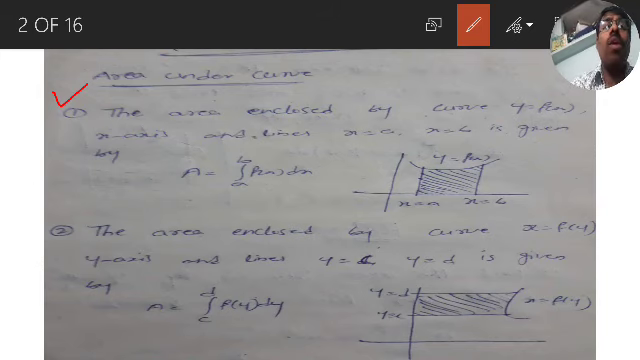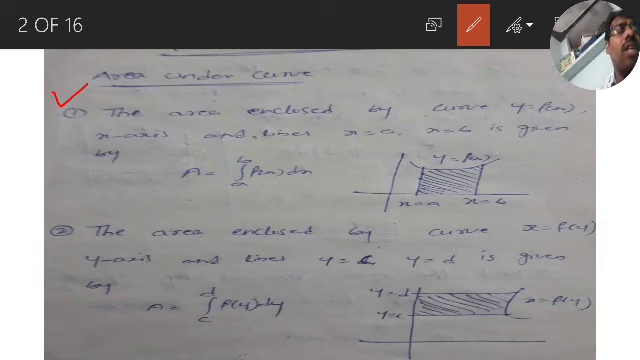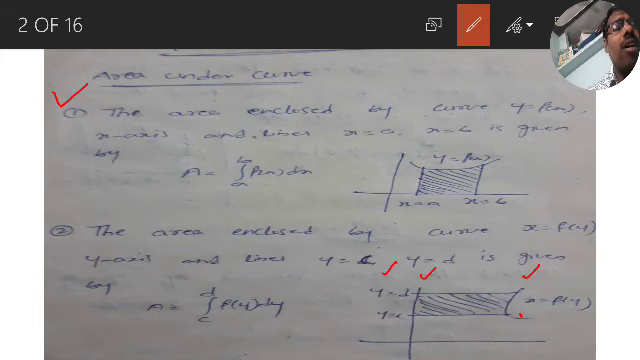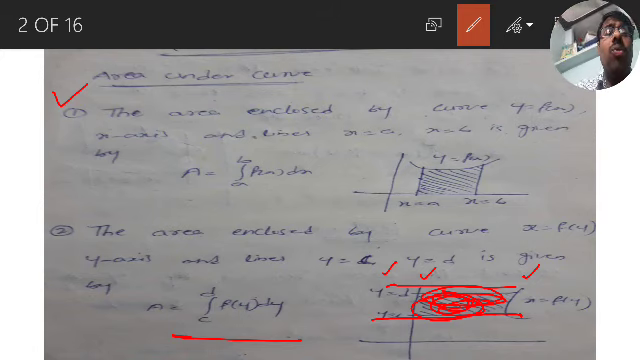Now, second: the area enclosed by the curve x is equal to f of y, y-axis and lines y equal to c and y equal to d is given by area is equal to integration c to d f of y dy. You see, this is my curve x is equal to f of y and this is the y-axis, with line y is equal to c and line y is equal to d. The in-between area can be found by using the formula integration c to d f of y dy. This is my second formula.